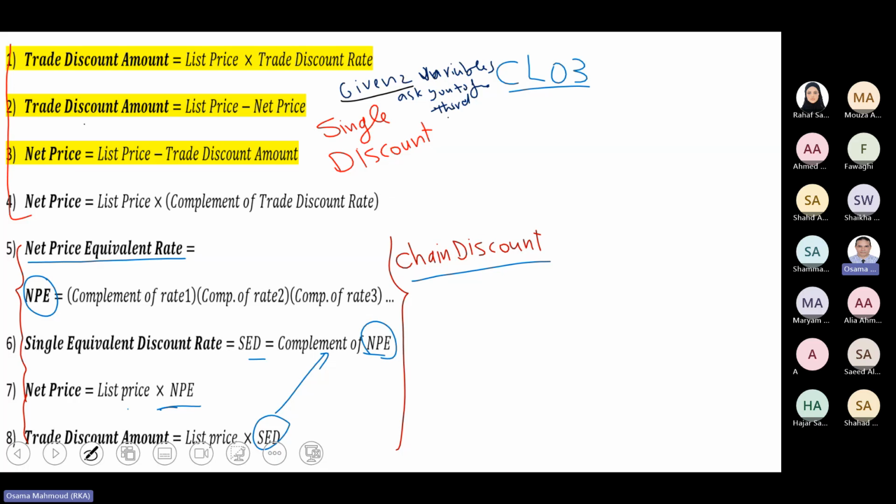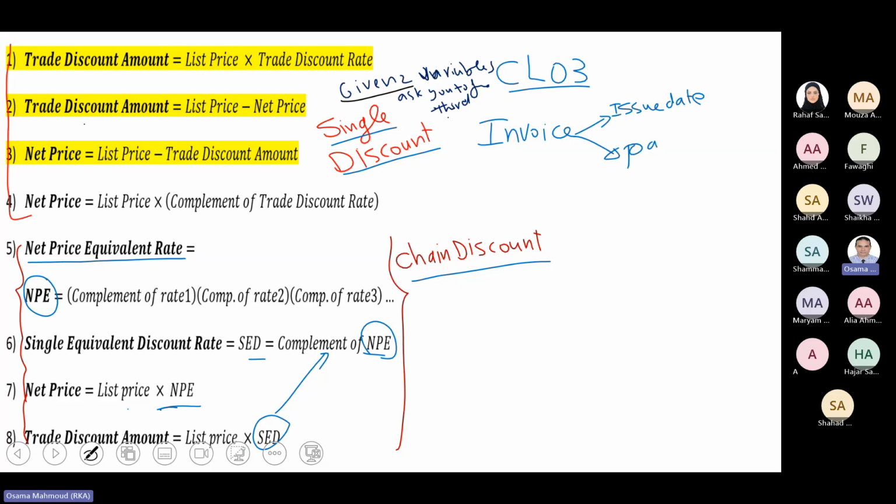So in such a question, CLO3, you have to distinguish between single discount and chain discount questions, right? Here, you have something called invoice, where you are going to use the Julian calendar. The Julian calendar is in your formula sheet as well. The main issue in the invoice question is that you have to know the issue date and the payment date.